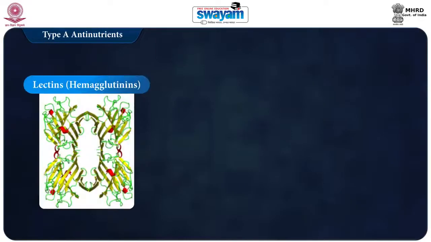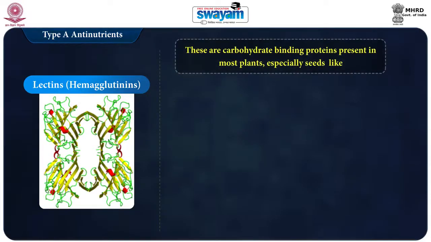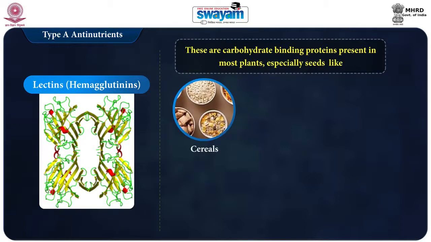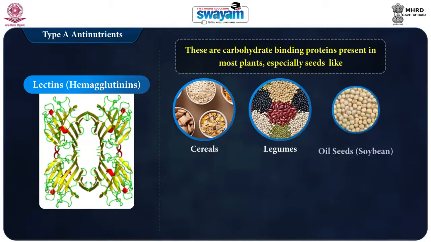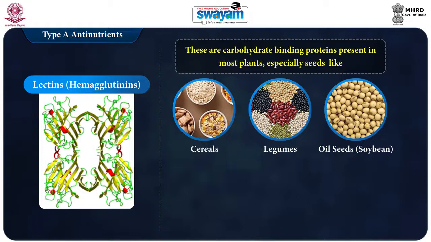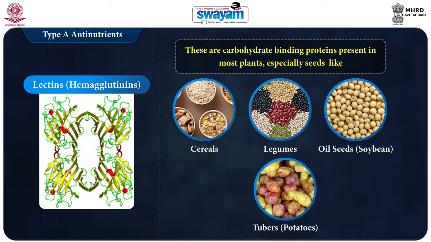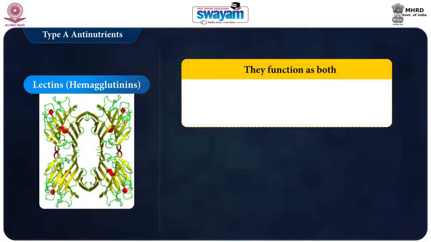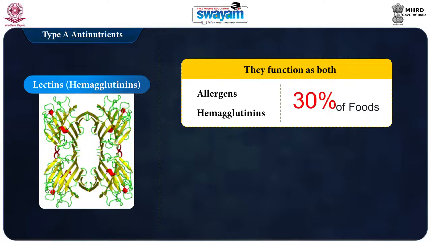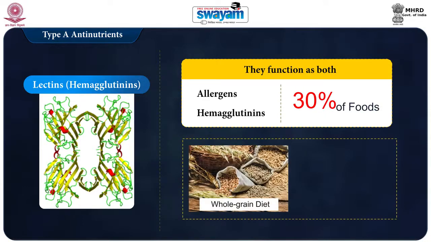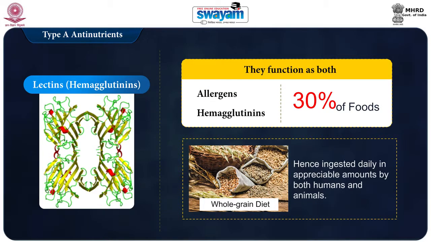Now coming to lectins, these are carbohydrate binding proteins present in most plants, especially in seeds like cereals, legumes and certain oil seeds including soya bean, in tubers like potatoes and also in animals. They function as both allergens as well as hemagglutinins and are present in small amounts in 30% of foods, more so in a whole grain diet, and hence ingested daily in appreciable amounts by both humans and animals.